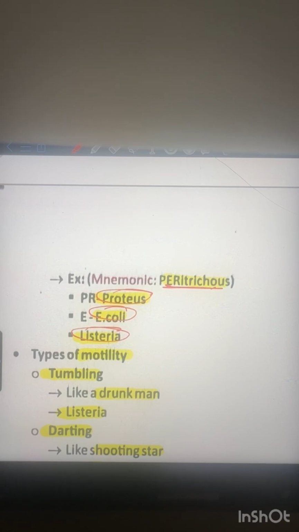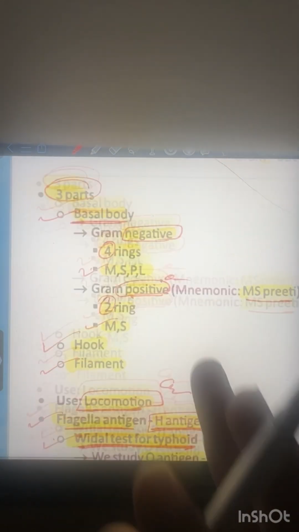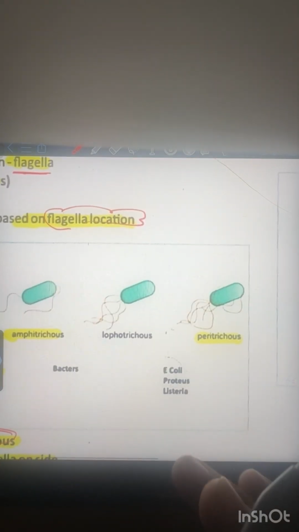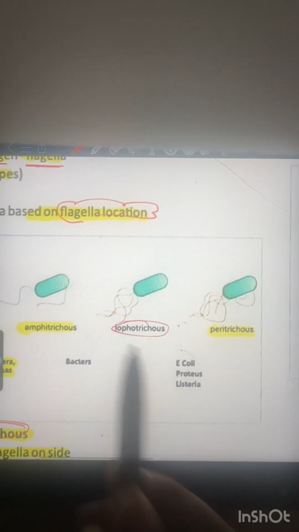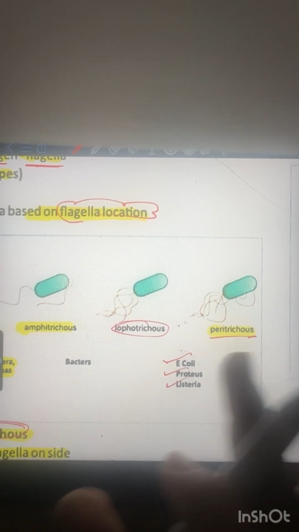Let's do a recap. One flagella, one end, mono, is Vibrio and pseudomonas. Then amphitrichous is at both ends. Lopho is tuft or bunch. Bunch is present in the bacters. And peritrichous is going to be present in Proteus, E. coli, and Listeria. But what are the types of motility that you have? The types of motility are in front of you.